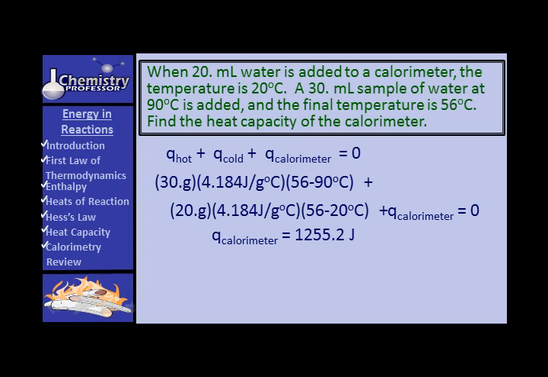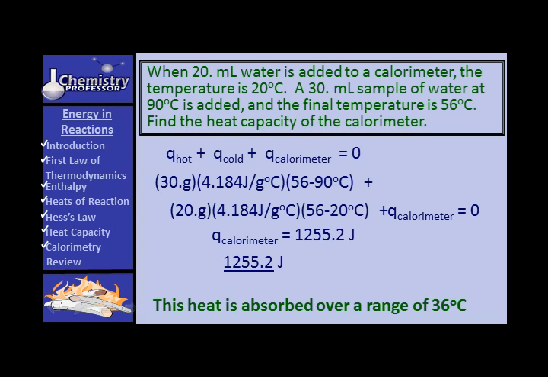But that is the heat that the calorimeter gained. I need the heat capacity. Heat capacity takes into consideration the range of temperature over which this was absorbed. So I take this heat, and it is absorbed over a range of 36 degrees Celsius as it goes from 20 degrees Celsius to 56 degrees Celsius. So it's 1,265 joules over 36 degrees Celsius gives me the heat capacity of the calorimeter at 35 joules per degree Celsius. And as long as I'm using that calorimeter, and as long as it's clean and dry, I would know that its heat capacity is going to be 35 joules per degree Celsius. Got it? Good. Now let's use that.